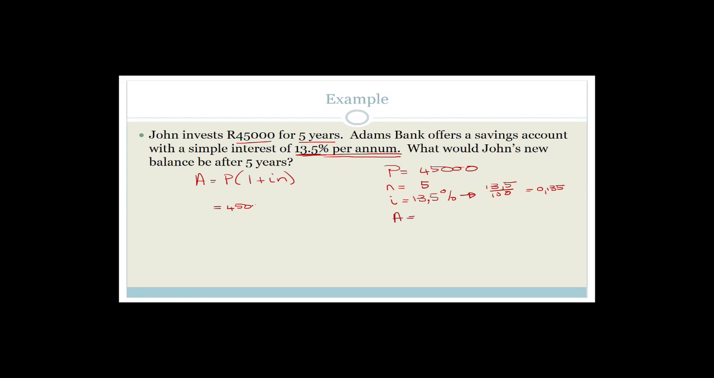Okay, so now we can substitute it into our formula. We've got 45,000 times 1 plus I, which is 0.135, times N, which is 5. Okay, so now we're going to use our calculators, and we're going to go 1 plus 0.135 times 5, and that becomes 5.675. So you get 45,000 times 5.675, and then we multiply that with 45,000, and that gives you 255,375.